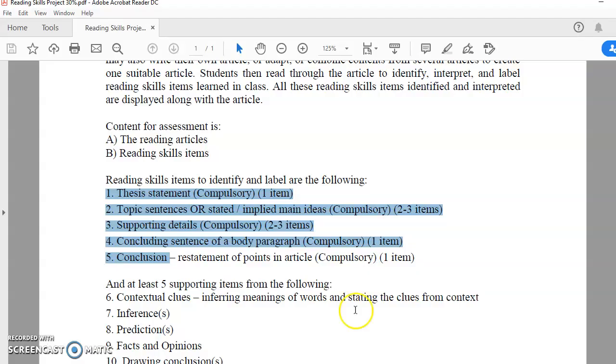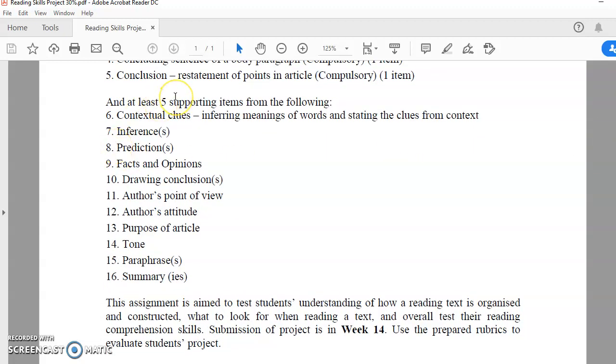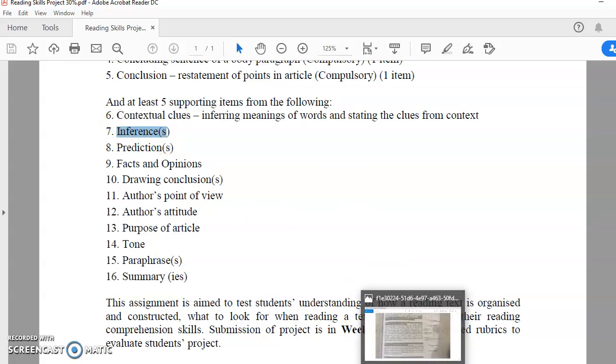Now the second part, the supporting items, is a bit tricky. You have to have at least 5 supporting items. Now these are the options. Again, we have covered everything. Some of them could be highlighted, and some of them could not be highlighted, just labeled. For example, we are talking about inference. We have learned how to make inference, but I believe that tomorrow I'm going to recap this. We have another session tomorrow, and I will inform you on Telegram.